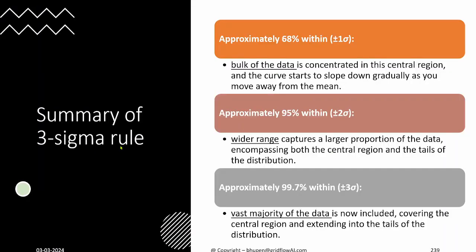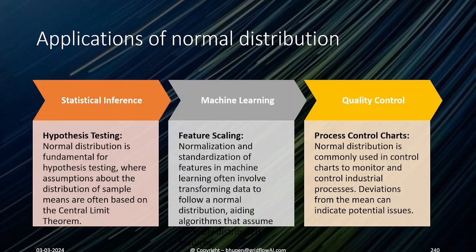So a summary of the 3 sigma rule: the bulk of data is typically within plus and minus one standard deviation, approximately 95% would be within plus and minus two standard deviations, and 99.7%, which is almost 100% of the data, will be within plus and minus three standard deviations. Any data which is outside of 99.7% would qualify to be considered as an outlier or extreme value.